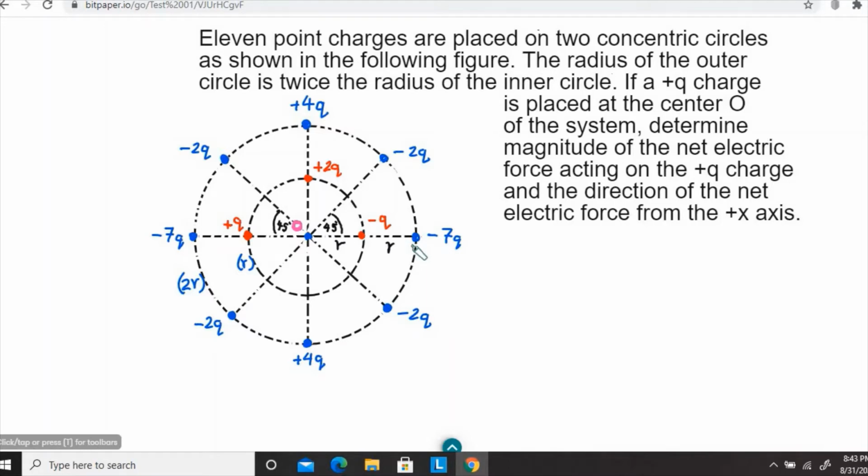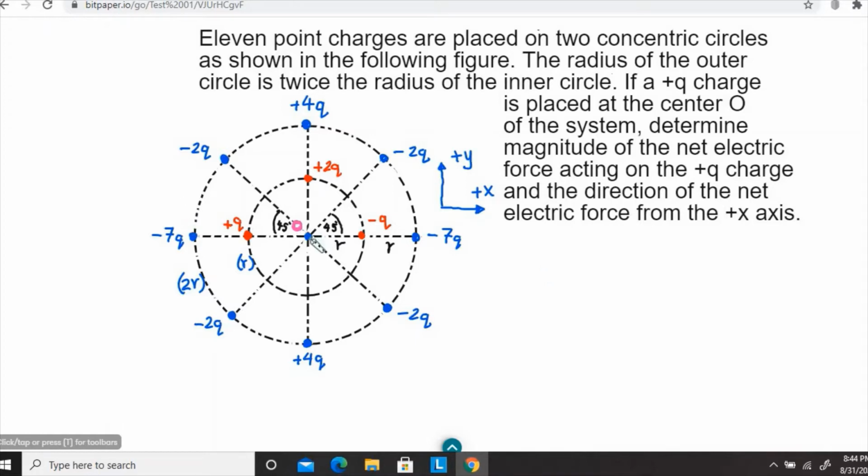the positive x-axis. Now, if we define our coordinate system, I'm going to define the horizontal right-hand direction as our positive x direction, and the vertically upward direction as our positive y direction. So with this in mind, let's try to figure out the answer for this problem.